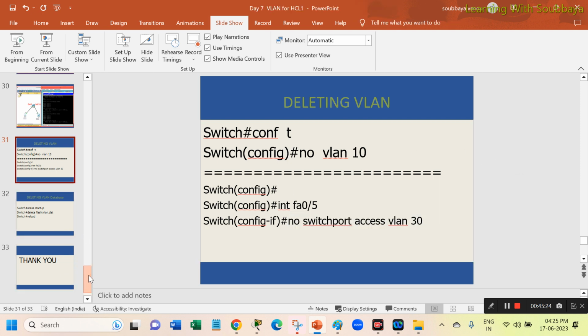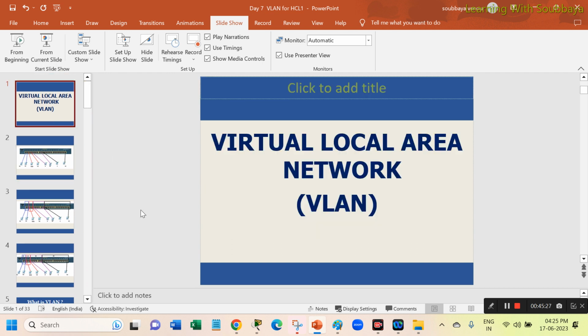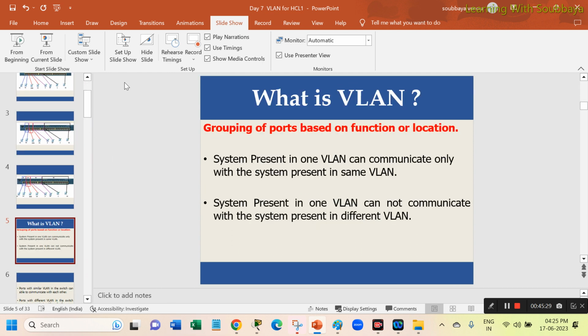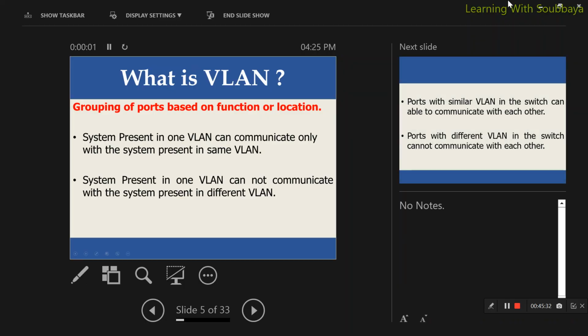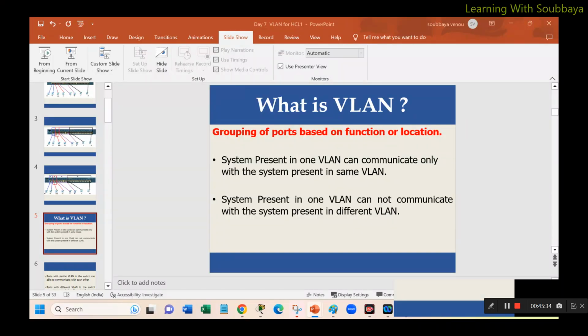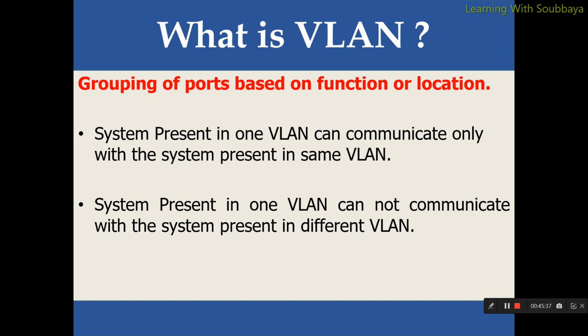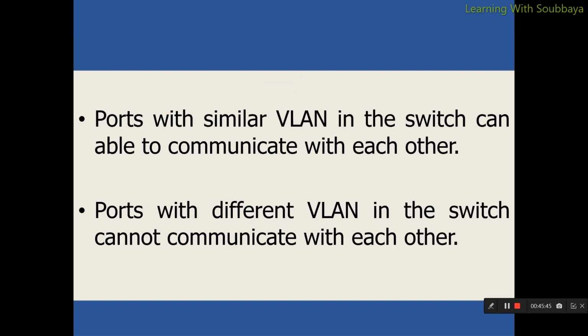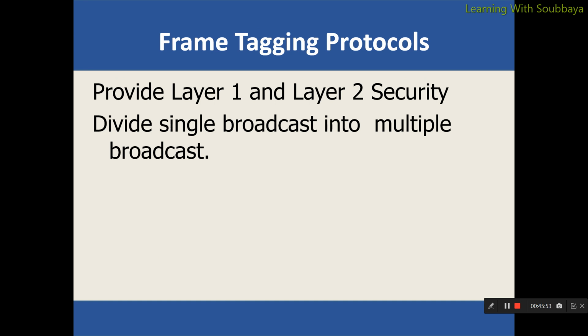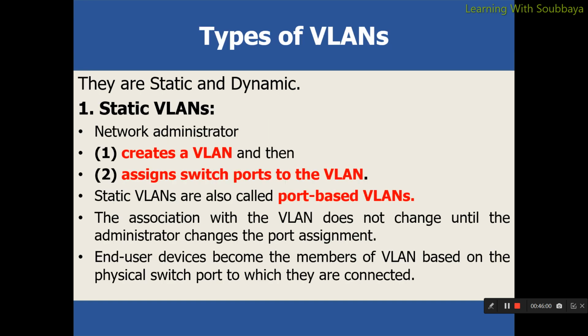Okay, so VLAN, we understood that VLAN is nothing but grouping of ports based on function or location. The system from one VLAN can communicate only with the system from the same VLAN. A system from one VLAN cannot communicate with a system from a different VLAN. The ports with the same VLAN can communicate. The ports with different VLANs cannot communicate with each other. The advantage, we can say, is that it provides layer 1 and layer 2 security, and also divides the single broadcast domain into multiple broadcast domains.